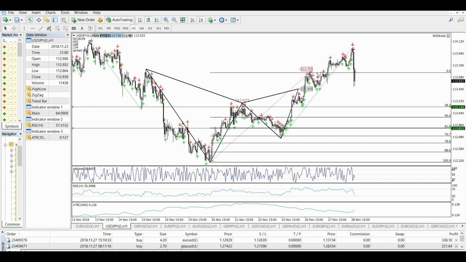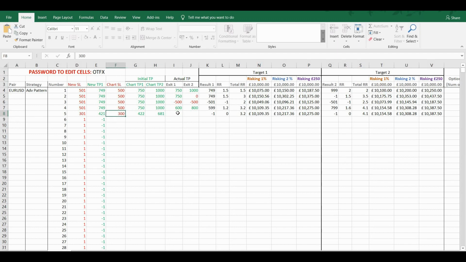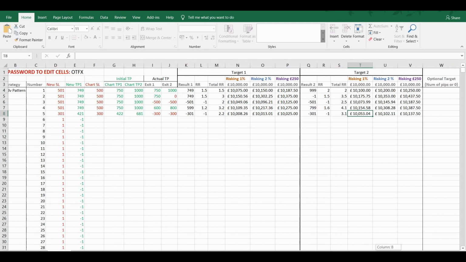But we did in fact cut through our stop loss here, so this trade would have been a loser, and we lost 30 pips. Minus 300. And there you can see we've lost a total of 1% of the previous account value. Okay, I hope that makes sense.